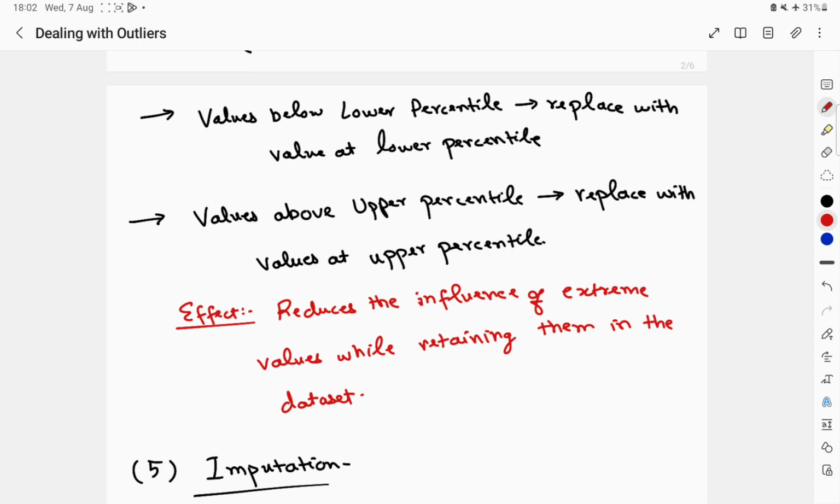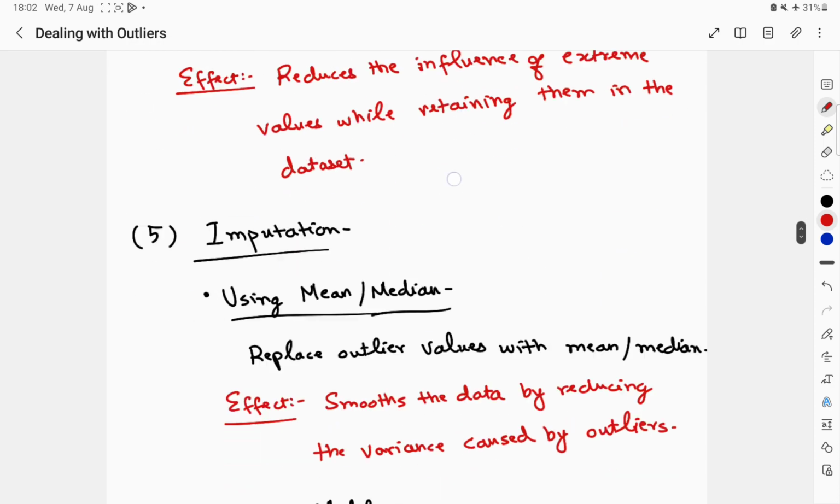And like I mentioned, Winsorization is pretty similar to clipping. The only difference is that in clipping, you have a predefined threshold value. In Winsorization, you are using percentiles as that particular threshold value. Rest everything remains the same.